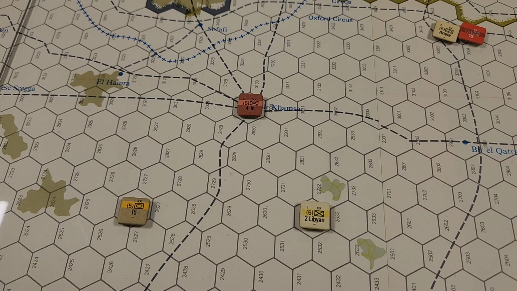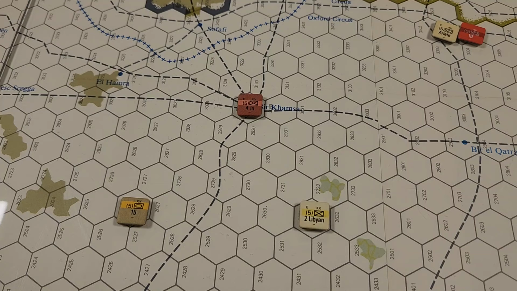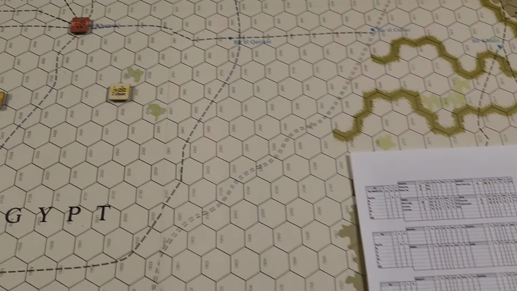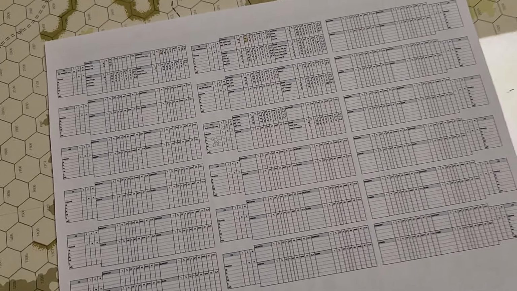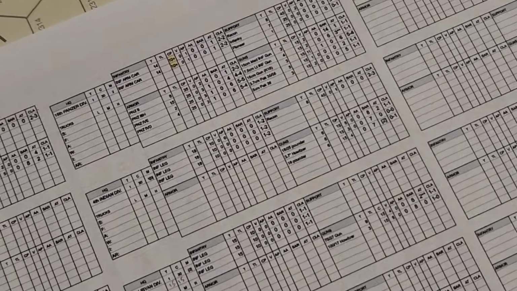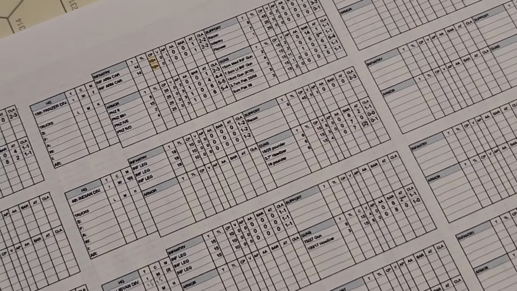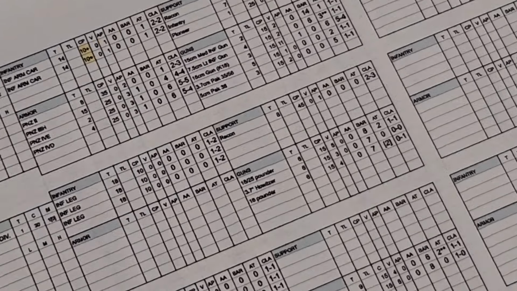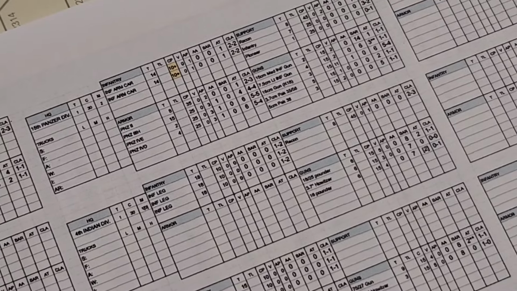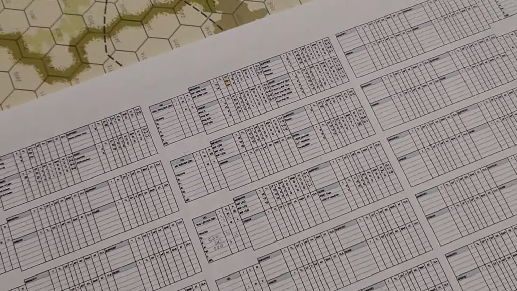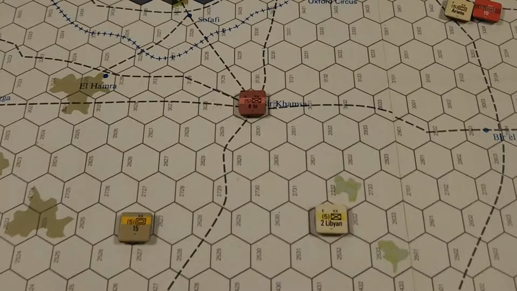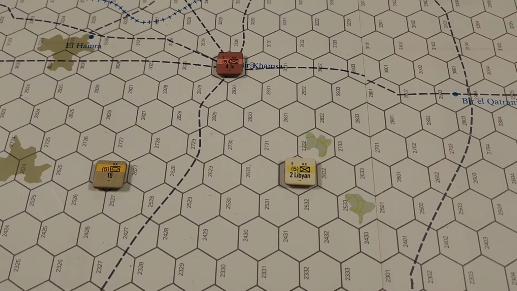I put together another spreadsheet for the game. I'm trying to get all the divisions on one sheet, or not one sheet, but at least on two sheets. And it looks like with this kind of setup, you can get a lot on here. I just want to look at two sheets instead of going through 25 sheets of spreadsheets. So that's how I have it set up. I've been playing around with it right now, and so far it's not too bad.